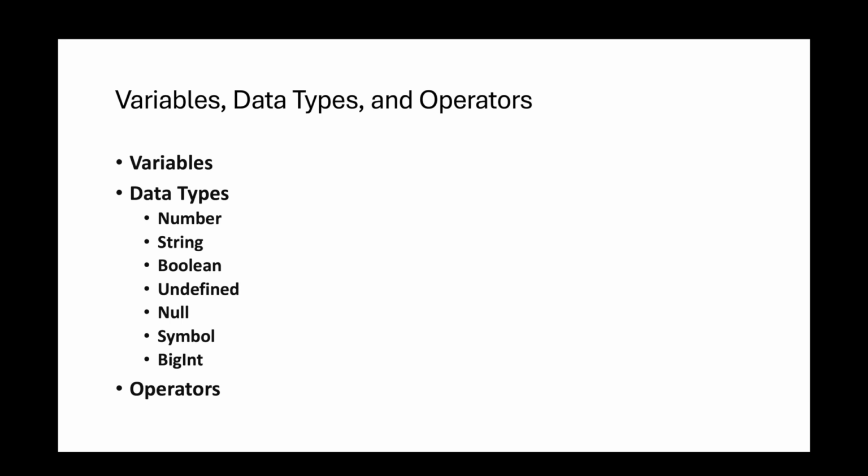Data types. JavaScript has several primitive data types, including number, which represents numeric values, for example, 10, 3.14. String represents textual data, enclosed in single or double quotes. For example, "Hello, World".